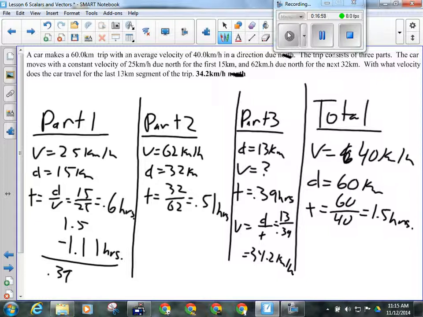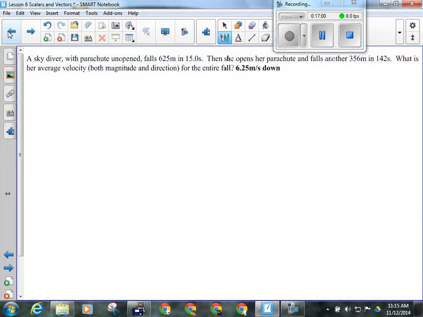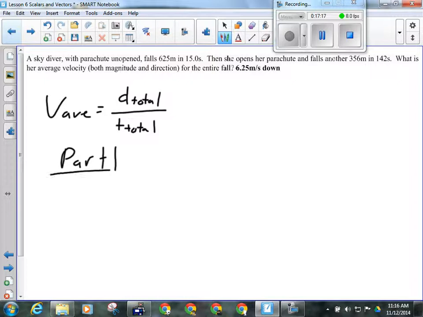11? Okay, 11 is just another one of these 2-part questions. If I want to find average velocity, I need the total distance and the total what? Time. In part 1, a person falls 625 meters in 15 seconds.